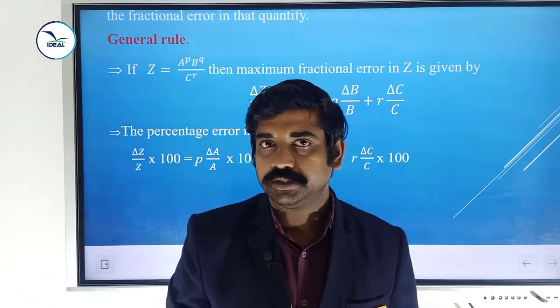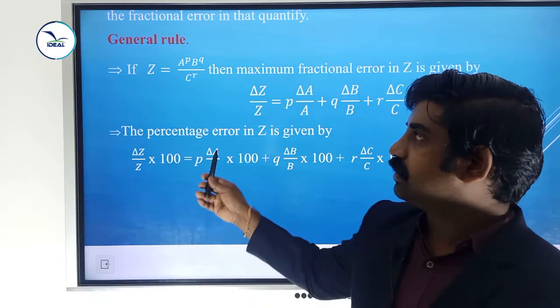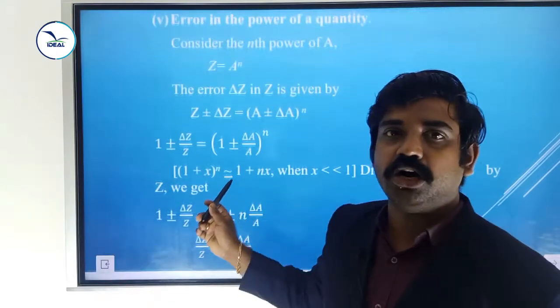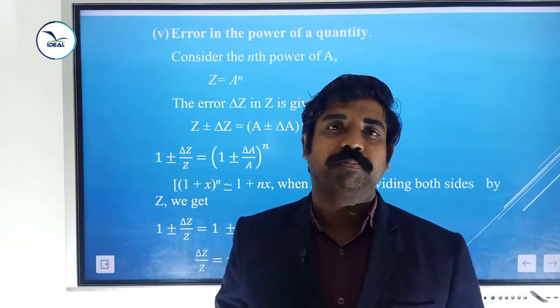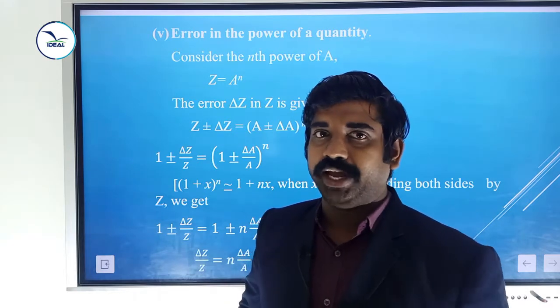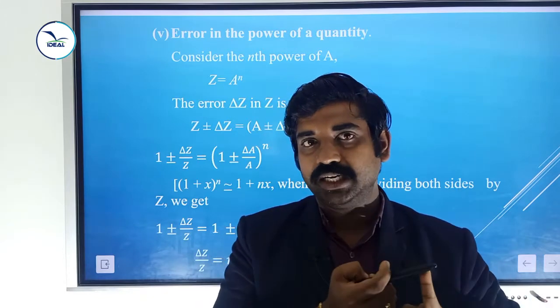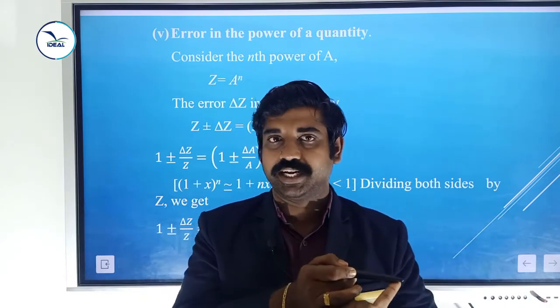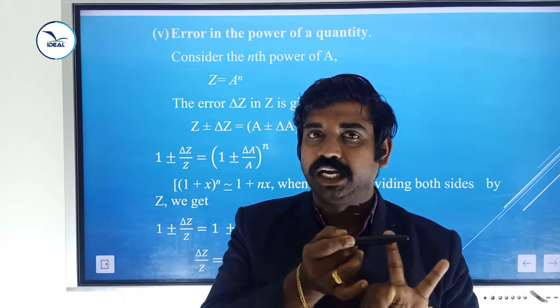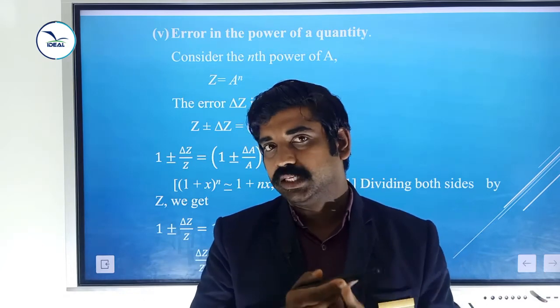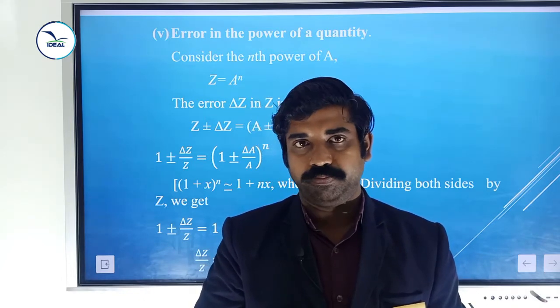Okay, clear? So now we have considered the combination of errors. In the case of the combination of errors, there are mainly three types we discussed. First one, addition and subtraction. Second one, multiplication and division. And the third one, power. Okay, clear? Now we can discuss some problems related to this topic. Then the first problem.